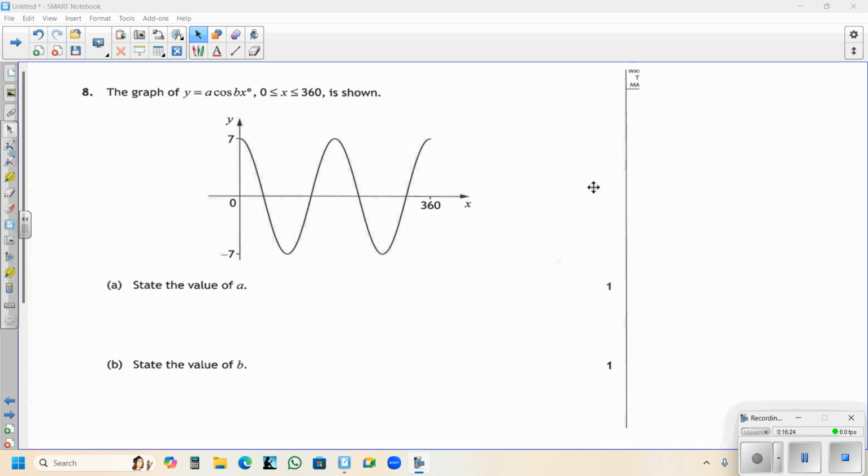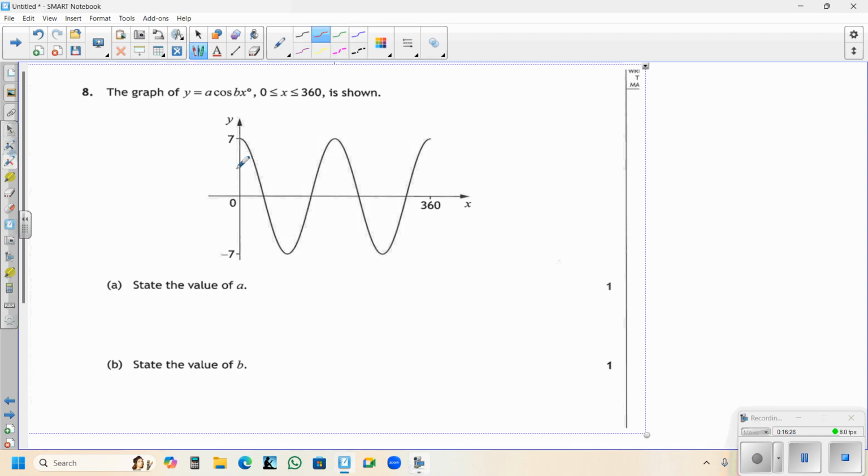So if it is symmetrical, it's just that number, 7 and negative 7. So we've got a is equal to 7. Then we've got to state the value of b. So b is this thing here, and basically it's the number of complete cycles in 360. So we check there's 360 there, because sometimes it's a different number there, so we've got to check that.